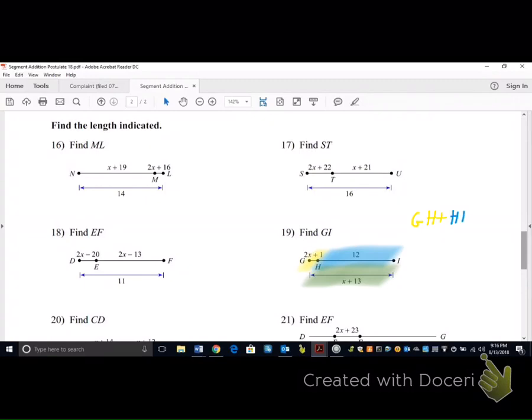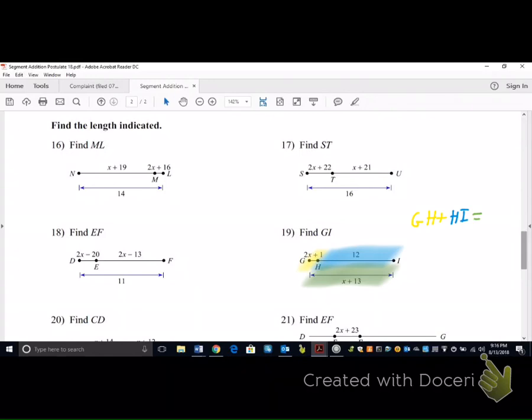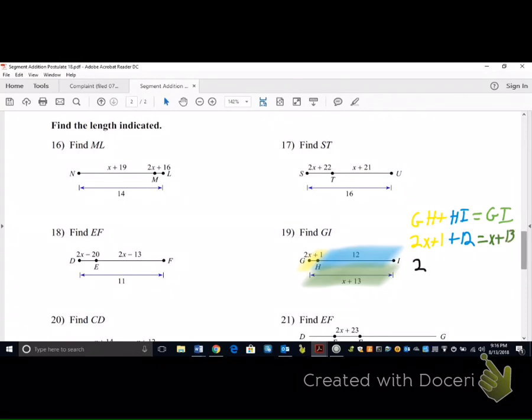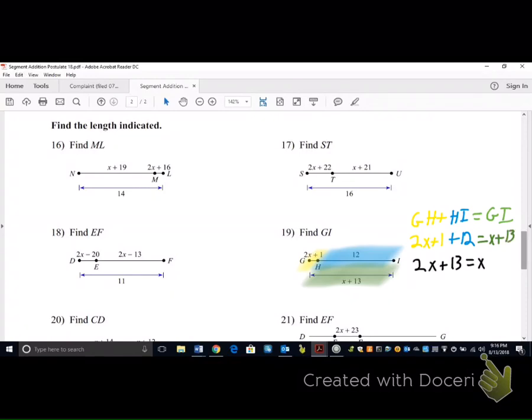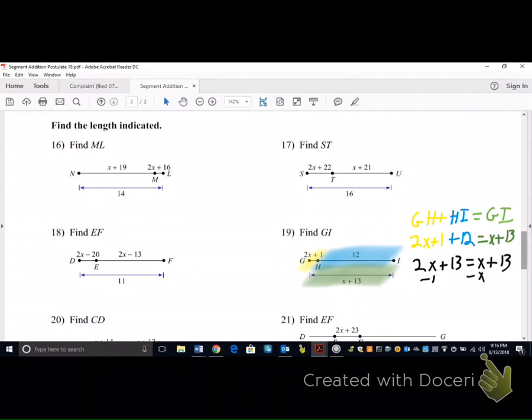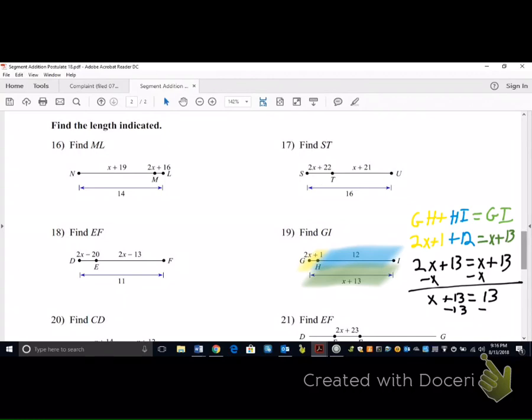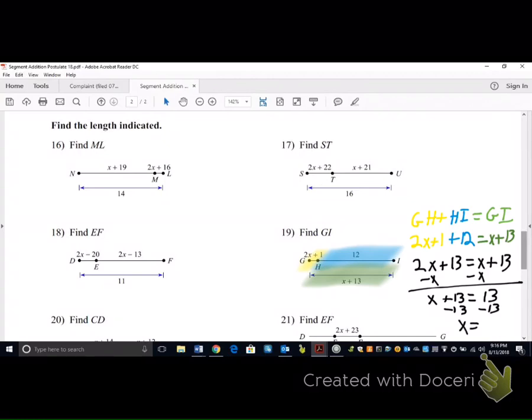Step number 2, write your rule. The distance from G to H plus the distance from H to I is equal to the distance from G to I. Step 3, substitute: 2x plus 1 plus 12 equals x plus 13. Step number 4, solve. So we're going to subtract x from both sides, and we get x plus 13 equals 13. Subtract 13 from both sides, and we get x equals 0.